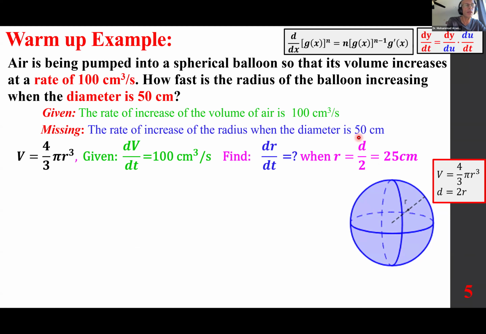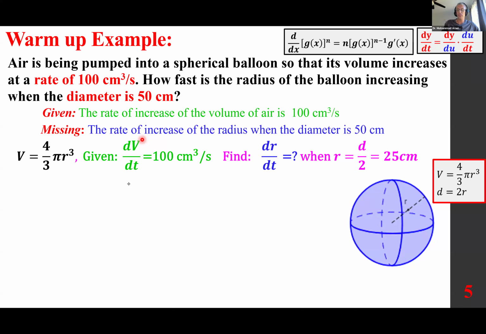We're going to write the volume is 4/3 pi r cubed. dV/dt is 100 cubic centimeters per second, that's given. What is missing? Find dr/dt when r is d over 2, or 50 over 2, or 25 centimeters. This explains everything symbolically, and it makes it easy to finish the job.